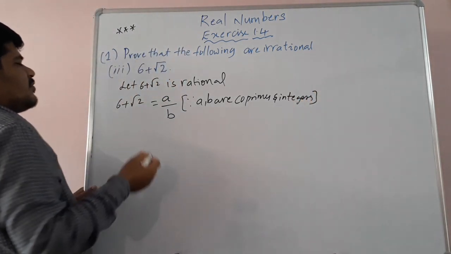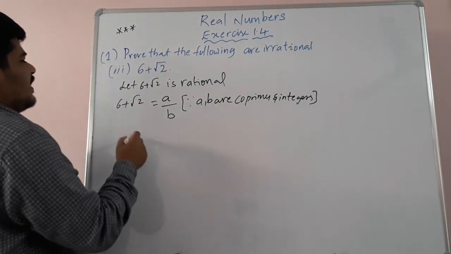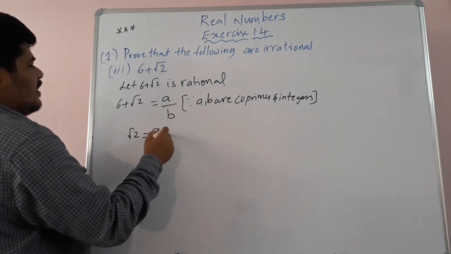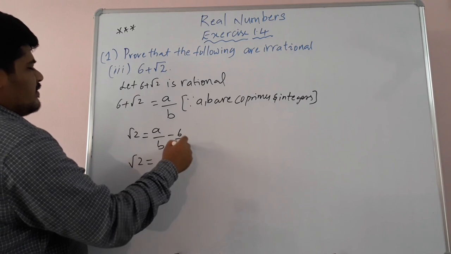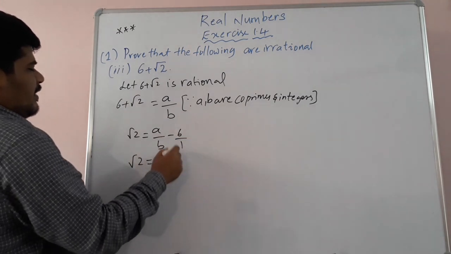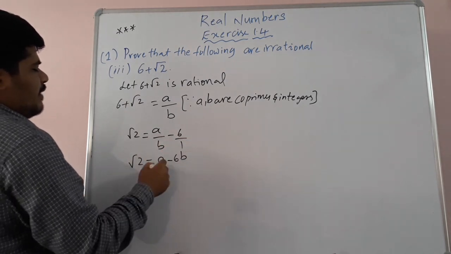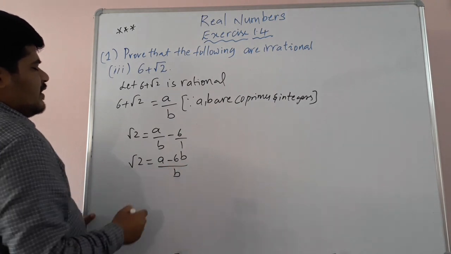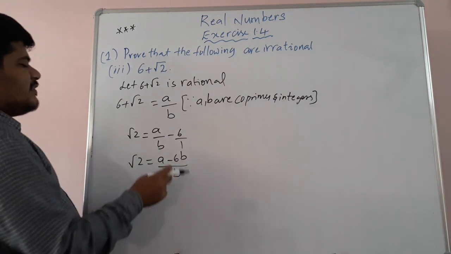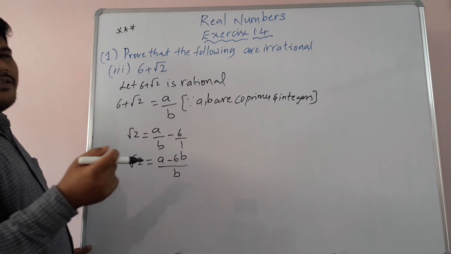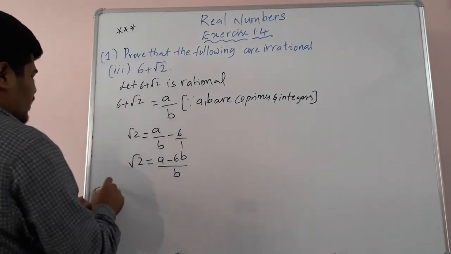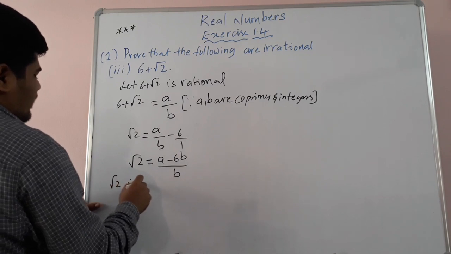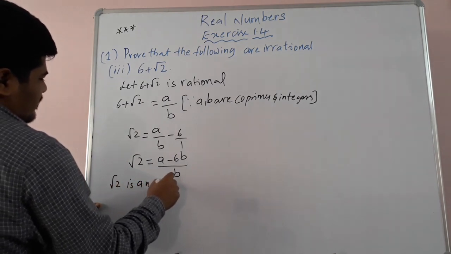Now children, 6 plus root 2 is equal to a by b. Then root 2 is equal to what, children? A by b minus 6. If you take the LCM, root 2 is equal to a minus 6b by b, by cross multiplication. Since a and b are integers, a minus 6b by b is a rational number, and root 2 is an irrational.